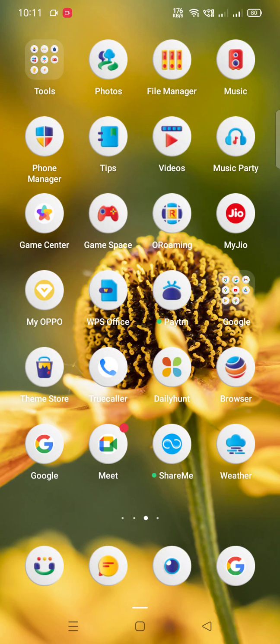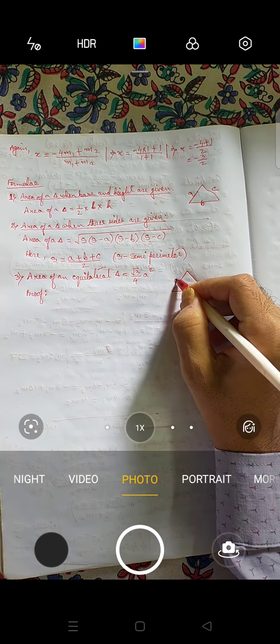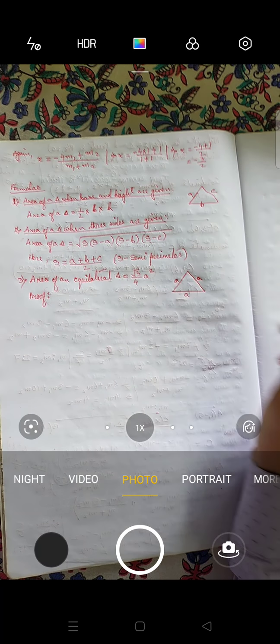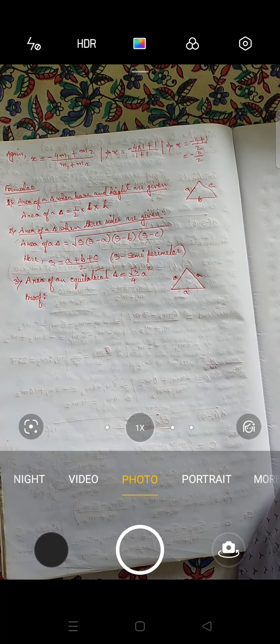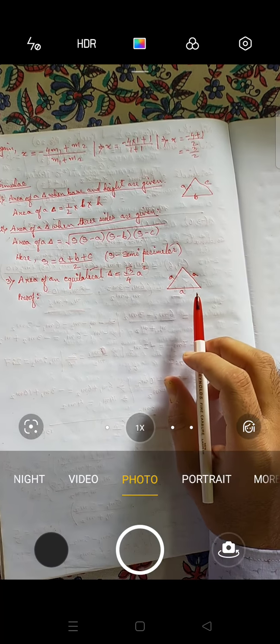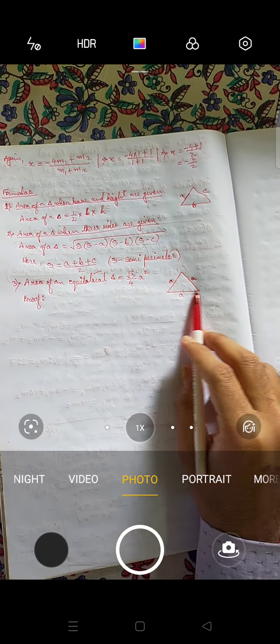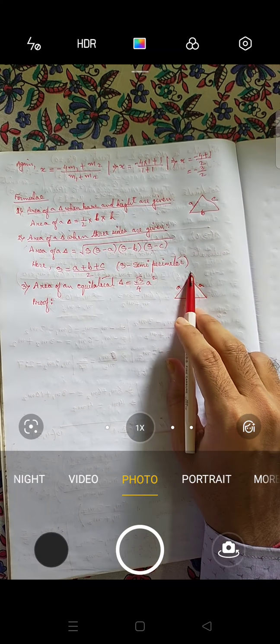So, proof: let us suppose that this is an equilateral triangle. You can use your pen to draw. If it is an equilateral triangle, all the sides are equal. Let us suppose that this is A, this is A, this is A. All are A. Now you can see that three sides are given. This is one side, this is one side, this is one side. That means all the three sides are the same.